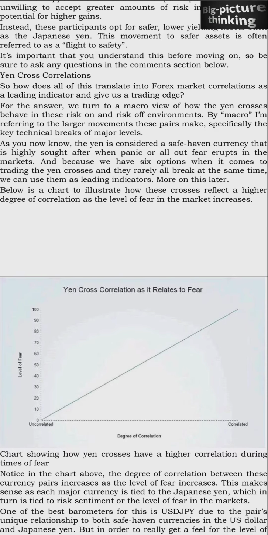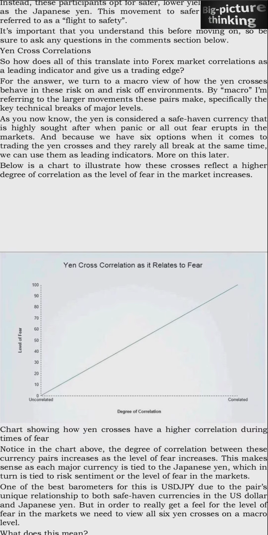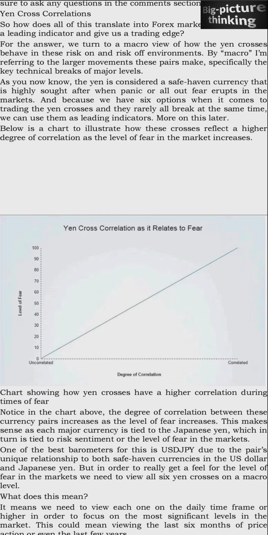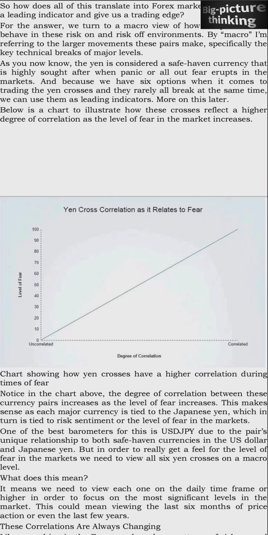And because we have 6 options when it comes to trading the yen crosses and they rarely all break at the same time, we can use them as leading indicators. More on this later. Below is a chart to illustrate how these crosses reflect a higher degree of correlation as the level of fear in the market increases. Chart showing how yen crosses have a higher correlation during times of fear.